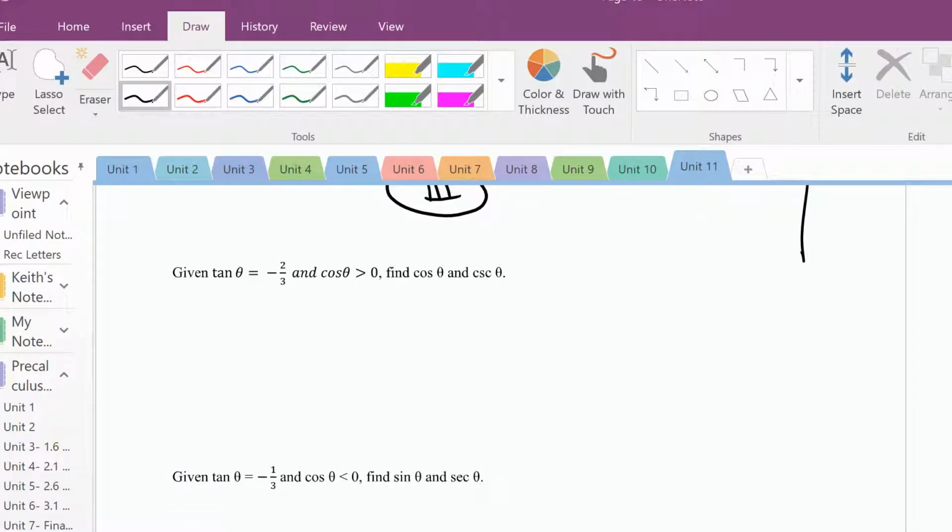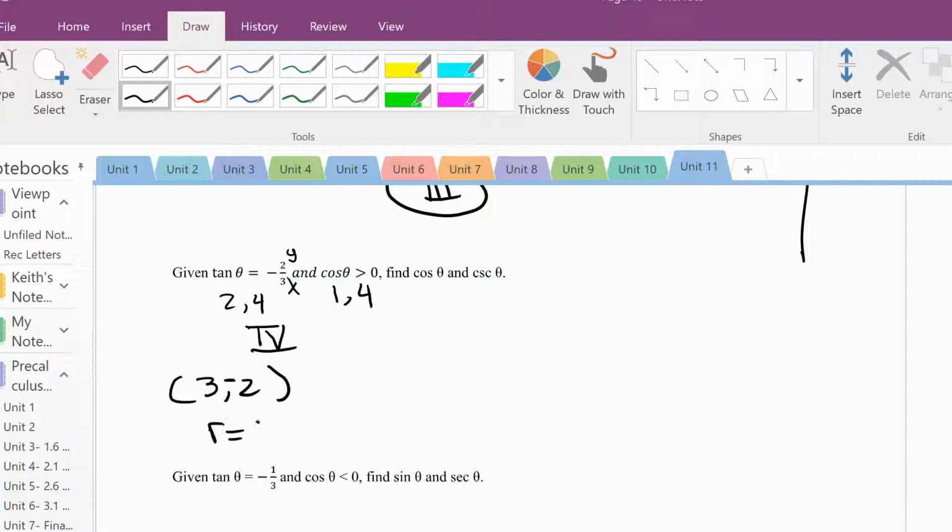Given the tangent of theta is negative 2/3 and the cosine is positive, well, the tangent is negative in the second and fourth. The cosine is positive in the first and fourth. So that means this angle is in the fourth quadrant. That's not necessarily what it's asking, but it's important because remember, tangent is y over x. So you can get the x coordinate and the y coordinate, but you've got to know which one is negative. And if it's in the fourth quadrant, that means the y is negative.